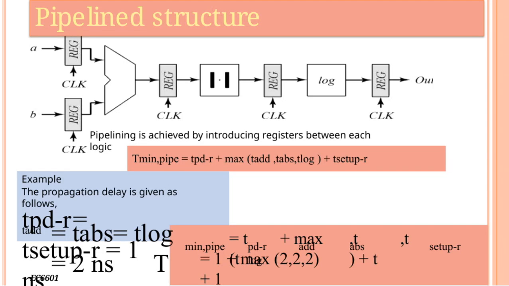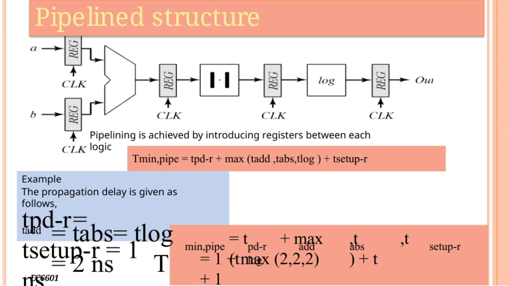The key idea of pipelining is inserting registers between logic stages to improve performance. This breaks the circuit into smaller stages, allowing each to process data simultaneously, but at different points in time. The formula for the minimum clock period in a pipeline design is TMIN,pipe, which equals the clock-to-Q delay plus the maximum delay among the adder, the absolute unit, and the logic unit, plus the setup time of the register.